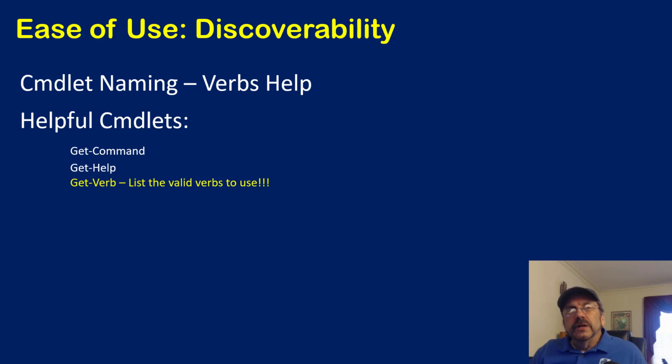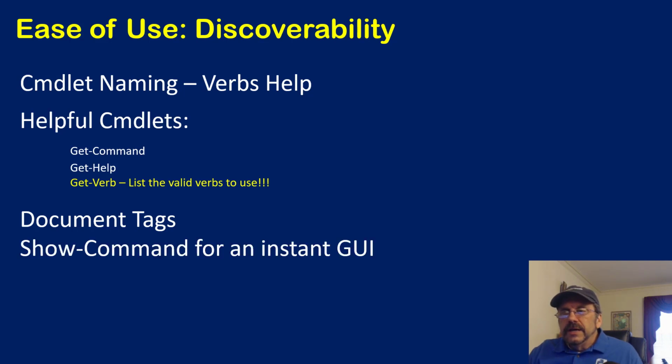And you can see also you get a lot of helpful commandlets, so you can do Get-Command to get a list of commands that are available. Get-Help will get help on functions, etc. And Get-Verb will actually give you a list of verbs that you can use. We'll see that there's documentation tags we can put in a function so that when somebody does a Get-Help, they'll automatically get your tags on it that will give information about how to use the function and what it does. And we'll even look at Show-Command for an example of using a GUI.